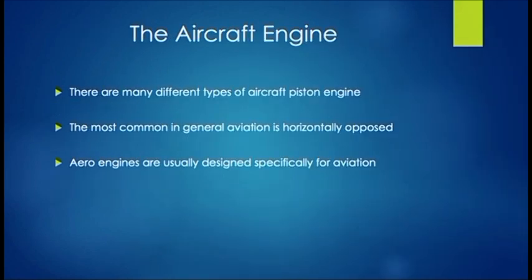So now we're going to look at an aircraft engine, and more specific to the kind of engines that we will be using, which are piston engines. We'll look at the different kinds we get and what we'll actually be using in the aircraft we fly. There are lots of different types of piston engine aircraft, so different in the way they're built and their purposes. However, most engines in general aviation are horizontally opposed, and we'll look at that slightly later on. Normally engines for aviation are specifically designed. They have higher tolerances, they're generally stronger, lighter to save weight, and they have more reliability.